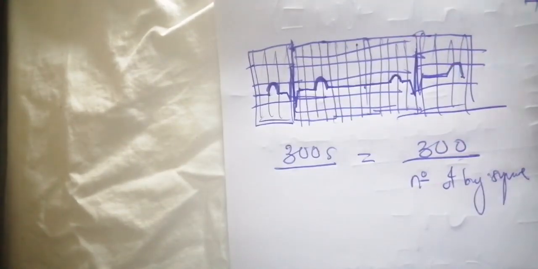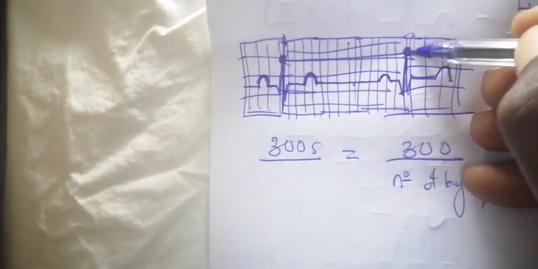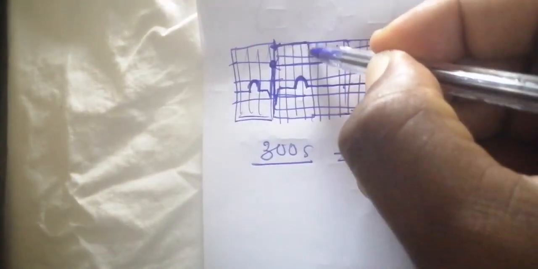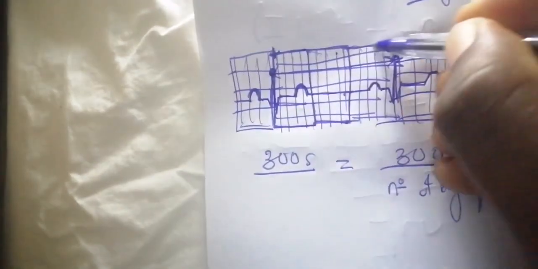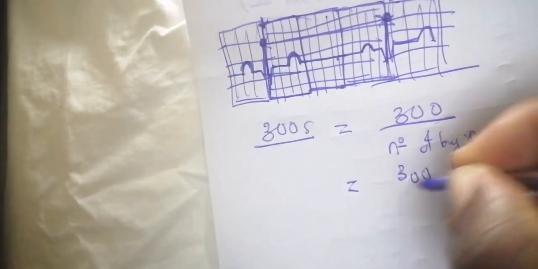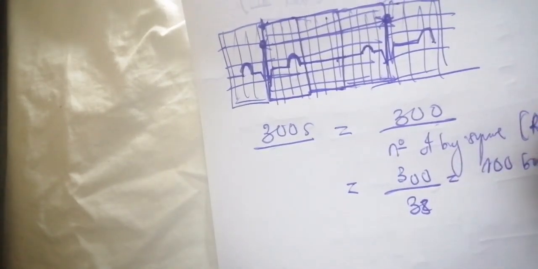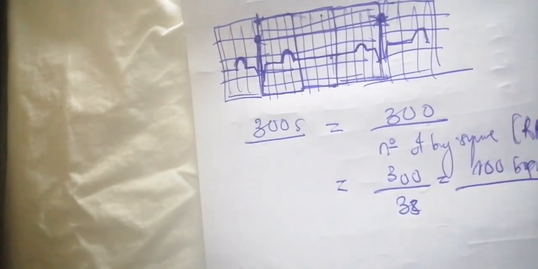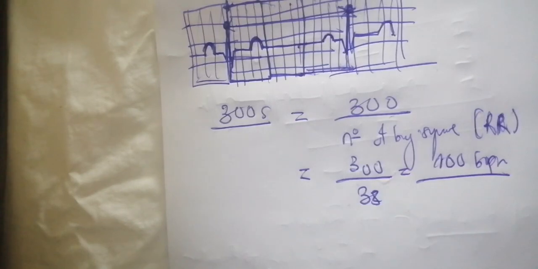Now what you have to understand is that, this is the R wave here, this is another R wave on limb lead 2. You calculate the number of big squares in between these two R waves. There is one big square, another big square, and another big square. There are 3 big squares. So you do the rule of 300: 300 divided by 3 gives you 100 beats per minute. So that is the rule of 300.